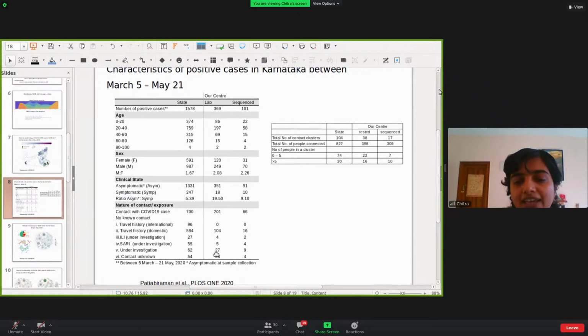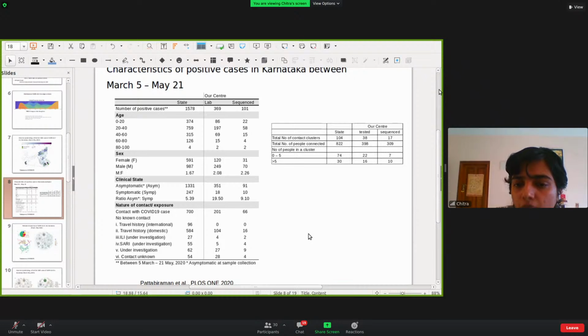So we had contact tracing data from Karnataka, and so we knew about the travel histories of all the people that we sequenced. There were 700 cases with known contacts, and there were some more cases with known travel histories, but there were quite a few already by that time where we couldn't assign a source. And so in our study, one of the things that we tried to do was, for this proportion that we could sequence, we tried to assign possible sources.